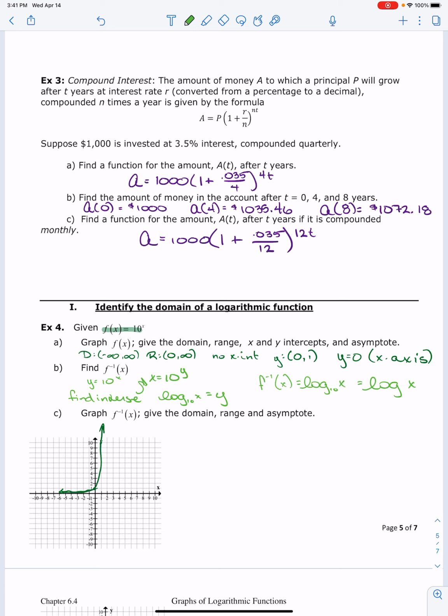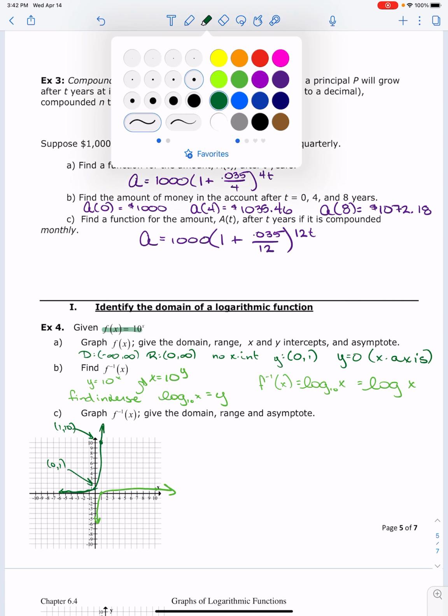Okay. Easiest way to graph this is to just swap our x and y values. So I know that this point 0, 1 is on my original function, and this point 1, 10 is on my original function. So on my inverse, I've got 1, 0, and I've got 10, 1. And so my logarithm looks like this, the inverse of that exponential.